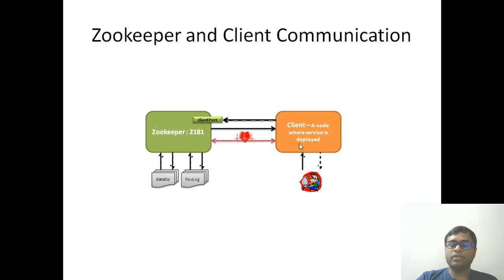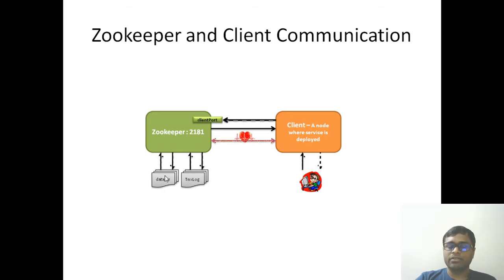Now anything which happens between the client and zookeeper is actually considered to be a transaction. For example, when the client sends a request to the zookeeper server to provide a connection, and when zookeeper sends back the response to the client saying that the connection has been established, all these steps are basically considered to be a transaction, and each and every transaction is recorded in a transaction log.